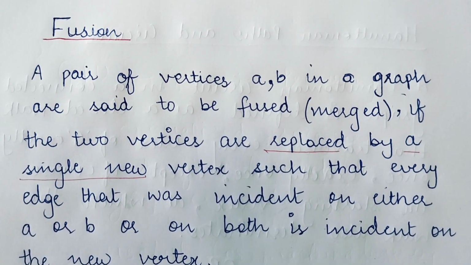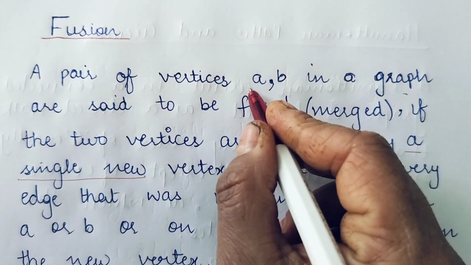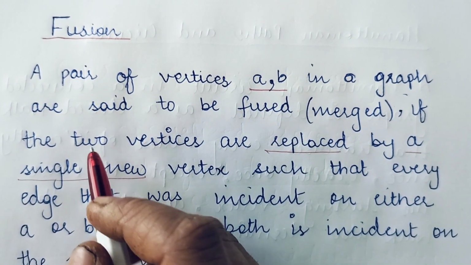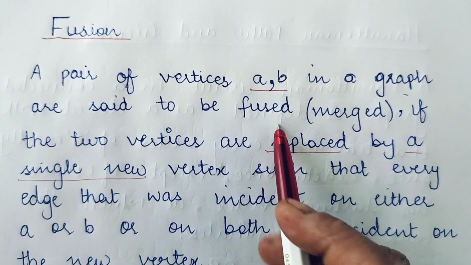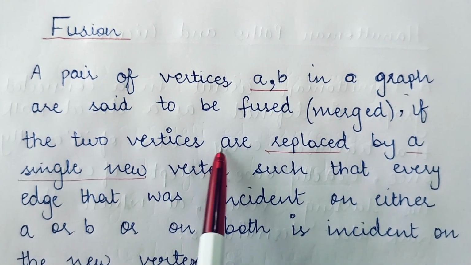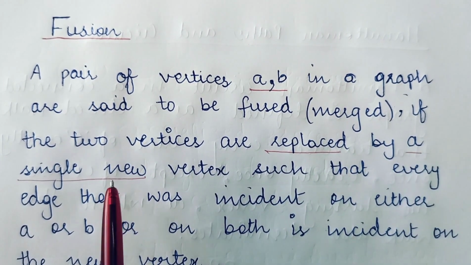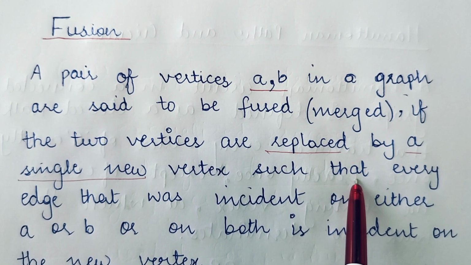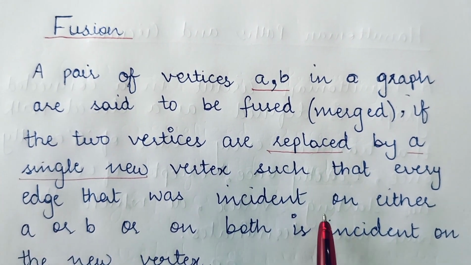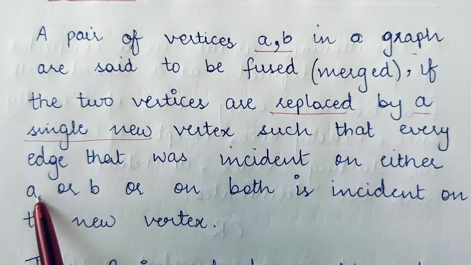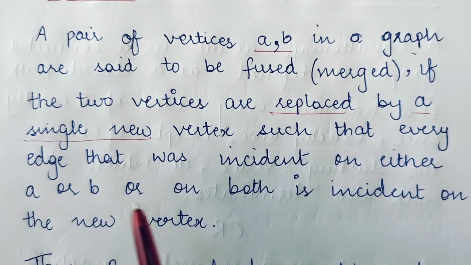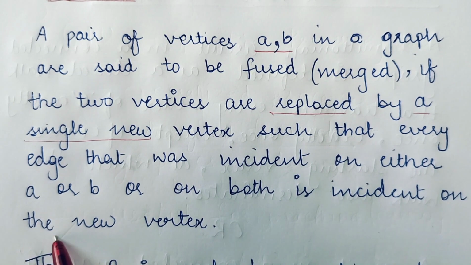Hi everyone, today we are going to study the fusion of vertices in graph theory. So what is fusion of vertices? A pair of vertices A and B in a graph are said to be fused or merged if the two vertices are replaced by a single new vertex such that every edge that was incident on either vertex A or vertex B or on both is incident on the new vertex.